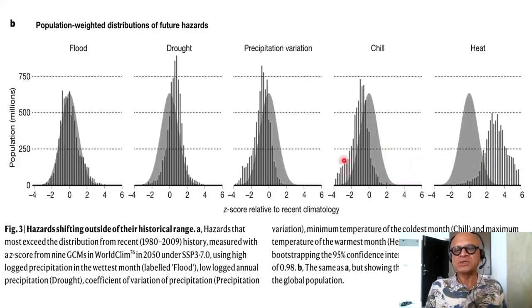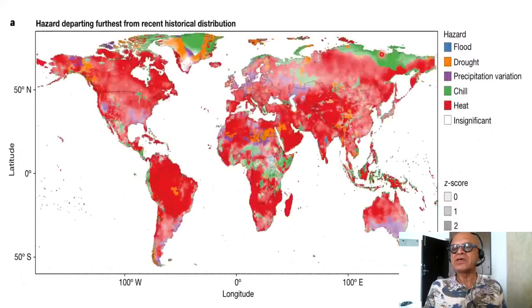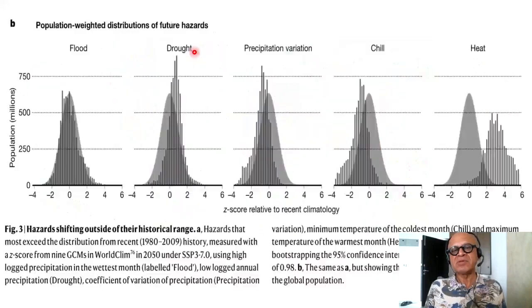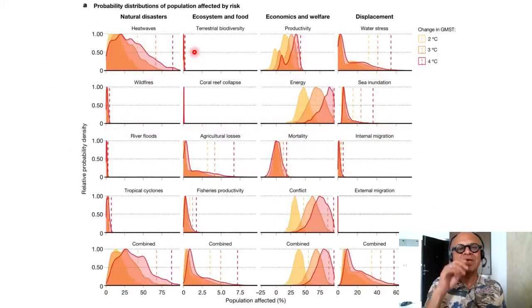With warming, you expect chill exceedances to drop, even though right now there are many cold exceedances happening in many of these higher latitudes. Okay, so the daytime and nighttime minimum temperatures are going to keep going up as well. Looking at probability distributions of populations affected by risk, again, here are global mean surface temperature changes of 2 degrees C by 2100, 3 degrees C, and 4 degrees C. As expected, heat waves will get worse with populations affected increasing.